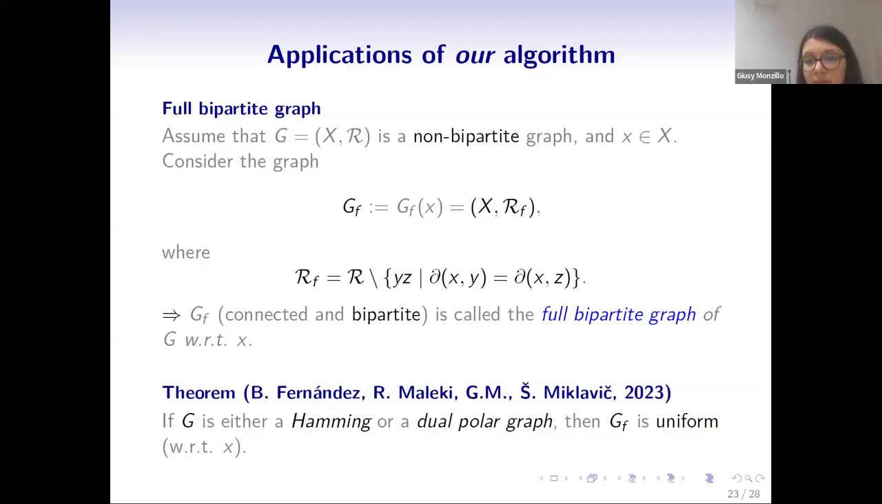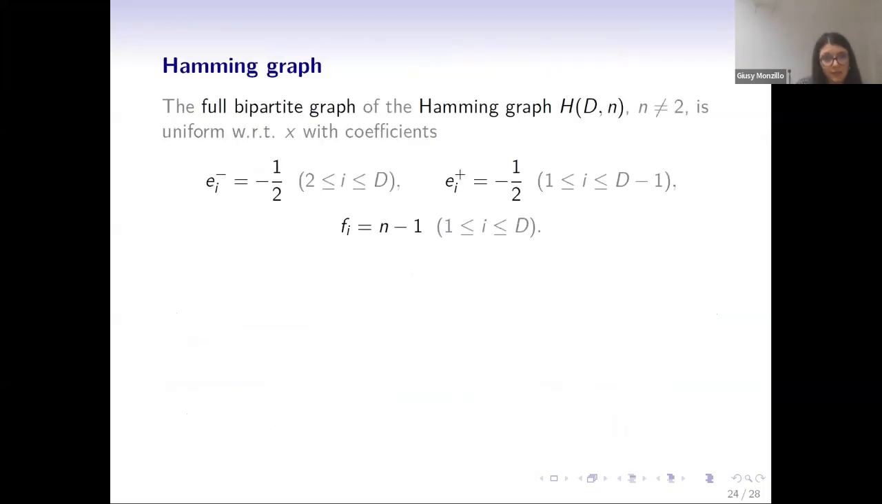And actually, this is the case. They will be Q-polynomial, passing by the existence of a dual adjacency matrix candidate. Okay, so let's first focus on the Hamming graph example. Consider the full bipartite graph of the Hamming graph H(D,N), N different from 2. And so we know that it is uniform, and we computed the coefficient.